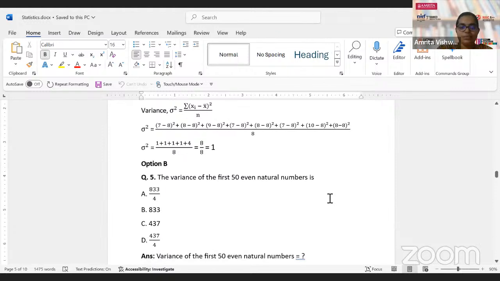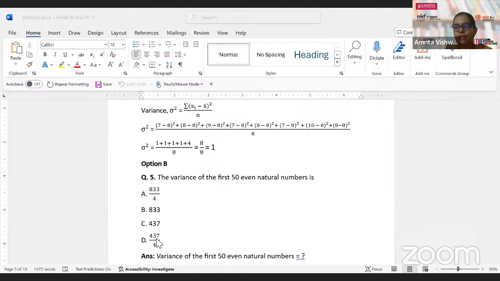This is a very simple question. Even if this 50 becomes 100, 200 and so on. The variance of first 50 even natural numbers. The question is asking you to find out the variance of first 50 even natural numbers. You already have a series when it comes to first 50 natural numbers. You just need to think it's even. And the options are 833 by 4, 833, 437, 437 by 4. So just do this and give me an idea on which option you got as the answer.